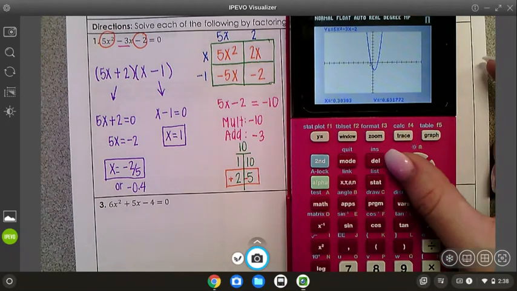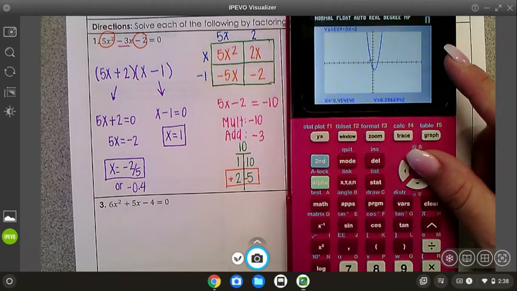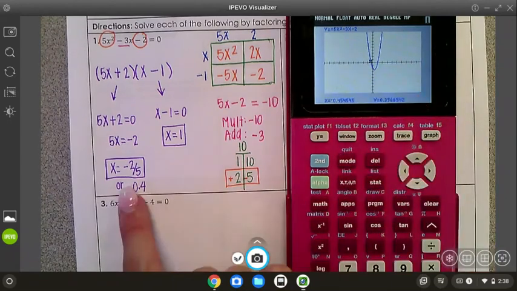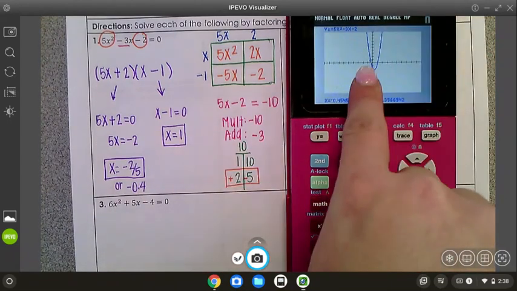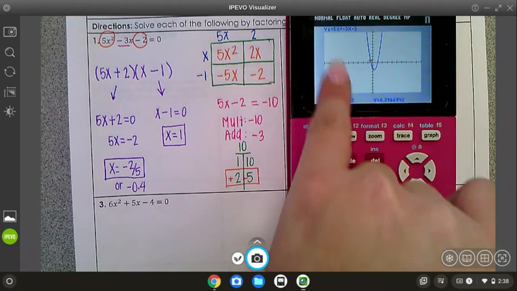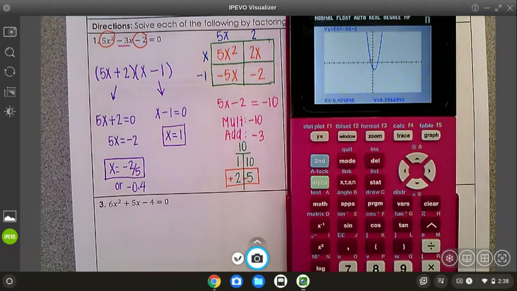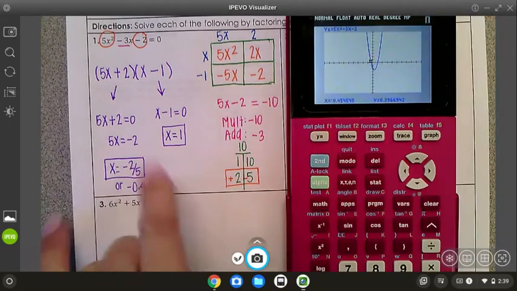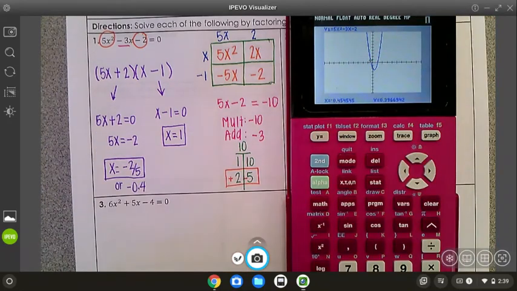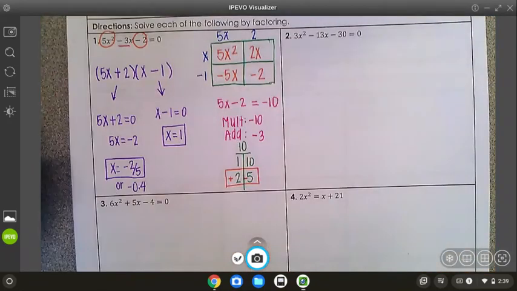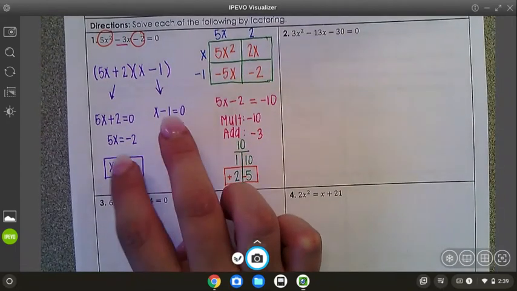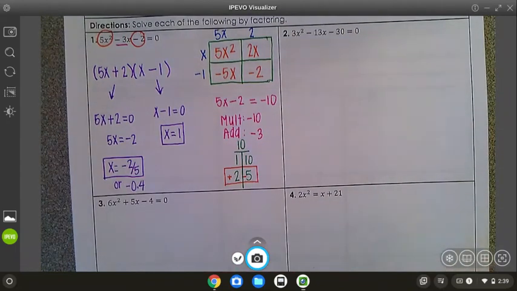Remember, the trace button doesn't get you right on it. But negative 0.4 is correct. If my graph crossed somewhere like way over here, then I would definitely know that I was wrong. But you can always look at the graph to kind of gauge to see if you have the right answers. Because remember, these that we get, those are the x-intercepts.